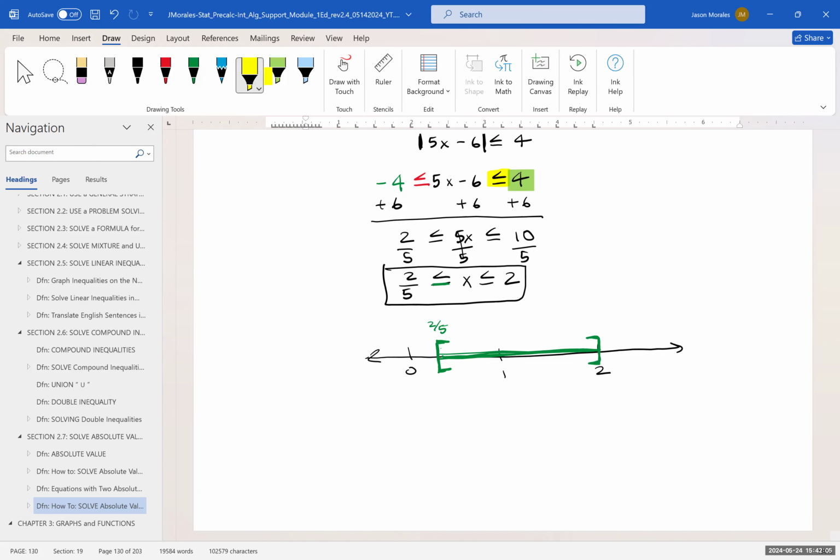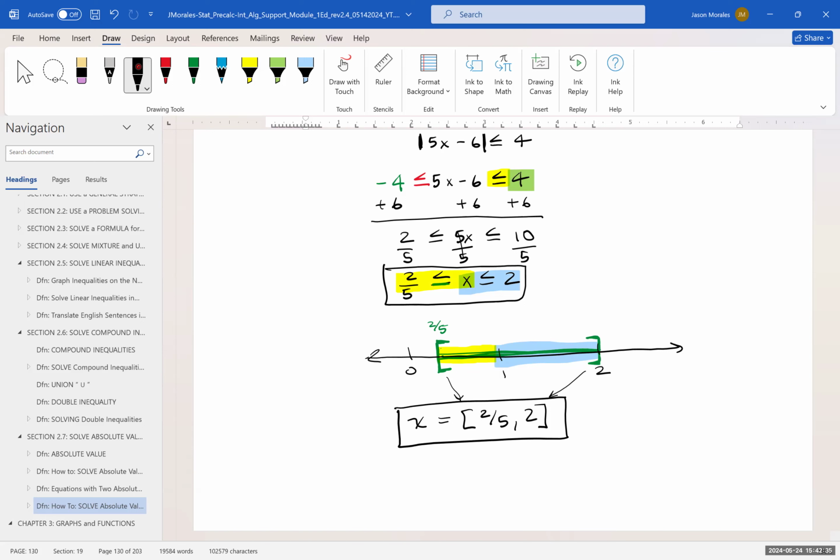Because we want values of x that are larger than 2/5, and we want values of x that are less than 2. So that's why it's everything in between. So our solutions are going to be values of x from 2/5 to 2, again using the brackets that we just had. So that's the answer in interval notation.